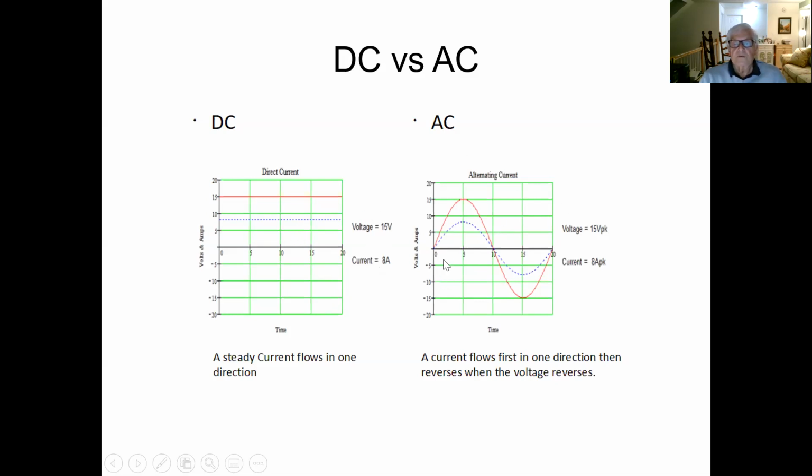Or in AC, we've got a varying voltage given by the red curve. These are showing a peak of 15 volts on the positive half cycle and minus 15 volts on the negative half cycle. And for the current, if it's 15 to 8 here, it's going to be 15 peak to 8 peak, AC-wise. The blue dotted curve is going to be our current.